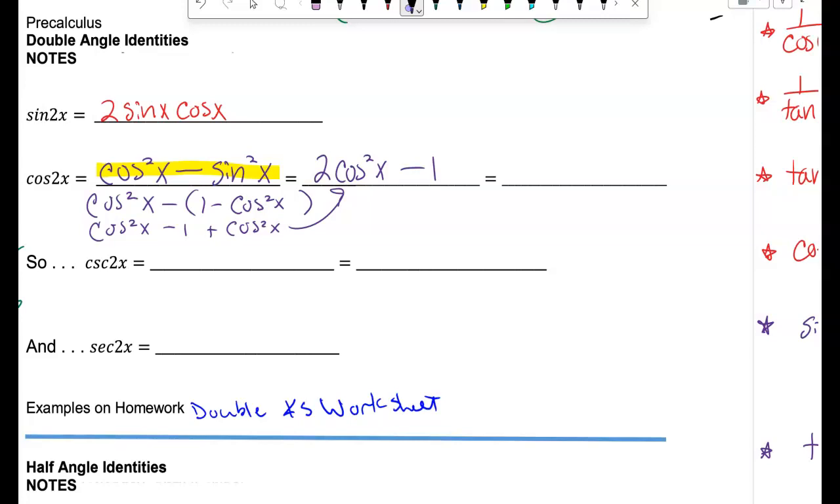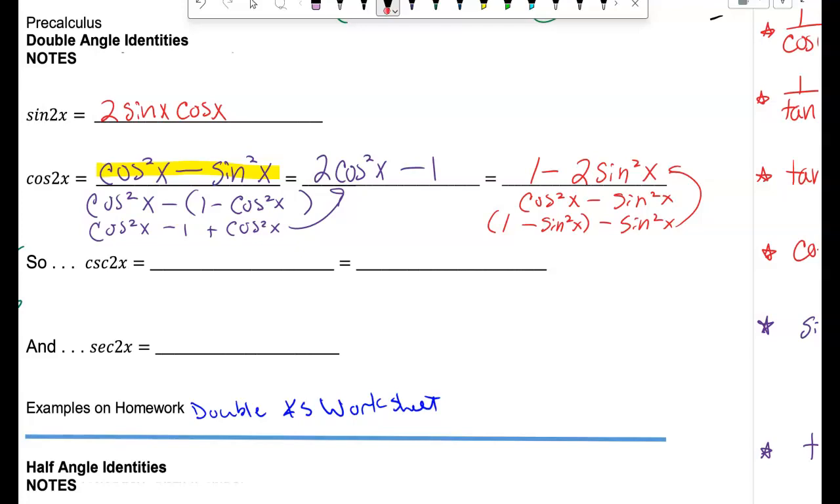The exact same process is used for the next one, except instead of replacing sine squared x, you're going to replace cosine squared x. And this is the other one, 1 minus 2 sine squared x. So what happens is you take your original one, cosine squared x minus sine squared x, and I replace cosine squared x with 1 minus sine squared x. And then if you combine like terms, is that what we get? Yeah. So really the second two are derived. But if you know them, huge, huge time saver.